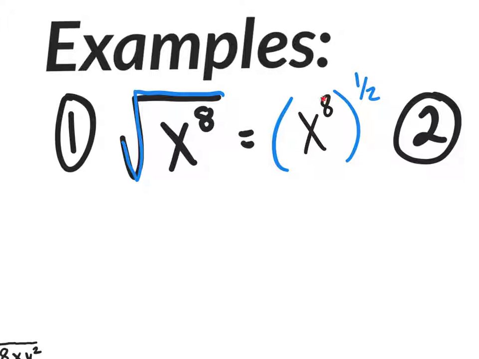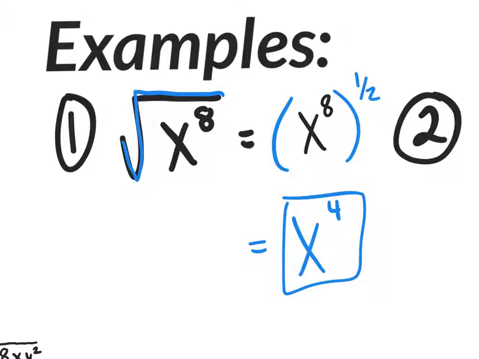Now, what's 8 times half? What do I get? 4. I get 4. So in reality, I have x to the 4th power. And ladies and gentlemen, that's my answer number 1. The square root of x to the 8th power is simply x to the 4th power.